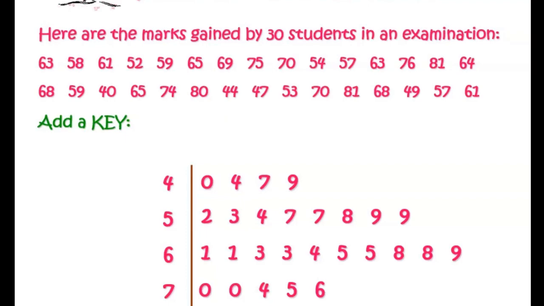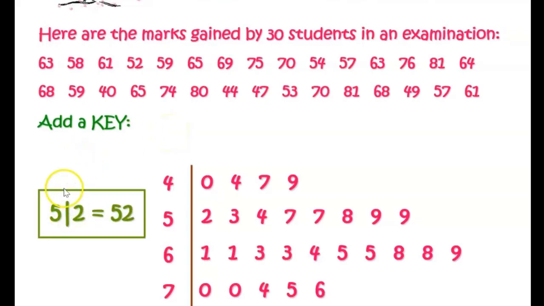Now we need to introduce a key. The key is what any reader will be able to use to interpret this data. So watch now. If I write 5|2, this represents the stem, this represents the leaf, and the meaning of this will be 52. So if I have 4 and 0, that will be 40, then 4 and 4 will be 44, 4 and 7 will be 47, 4 and 9 will be 49. This will help any reader to be able to interpret this diagram.